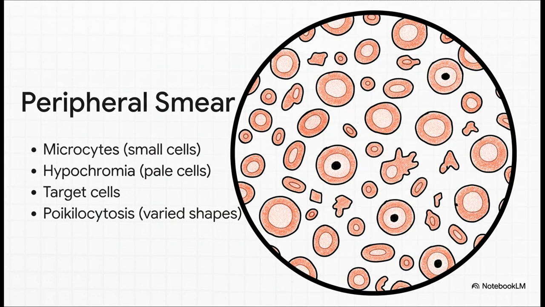Seeing those elevated levels is the smoking gun for beta thal. So when you actually peek at the blood smear under a microscope, what are you going to see? Well, you'll definitely see microcytes, those small cells, and hypochromia, which means they look pale because they're lacking hemoglobin. You'll also see a really classic finding called target cells and something called poikilocytosis, which is just a fancy way of saying the red cells have all sorts of weird shapes.